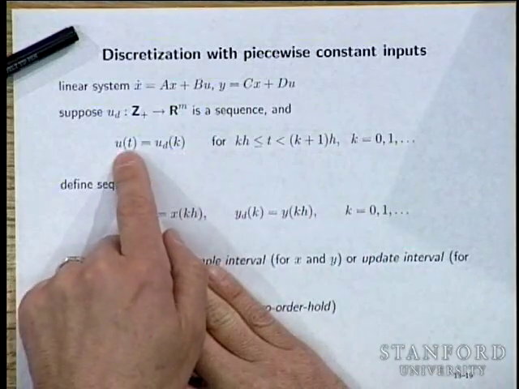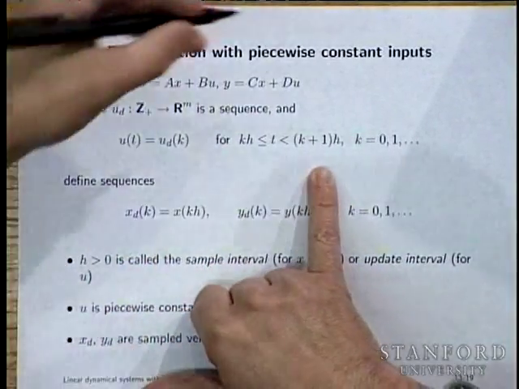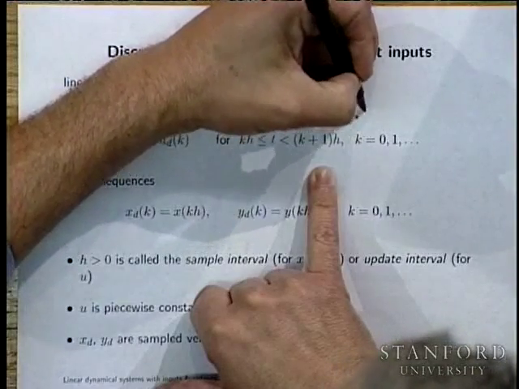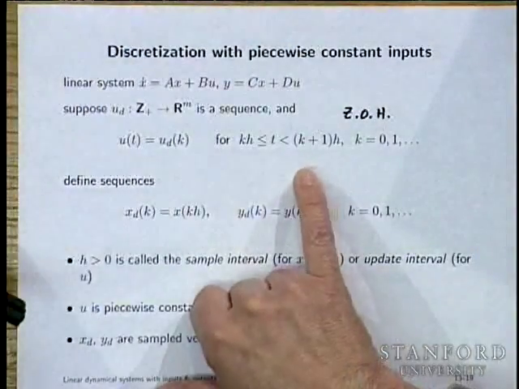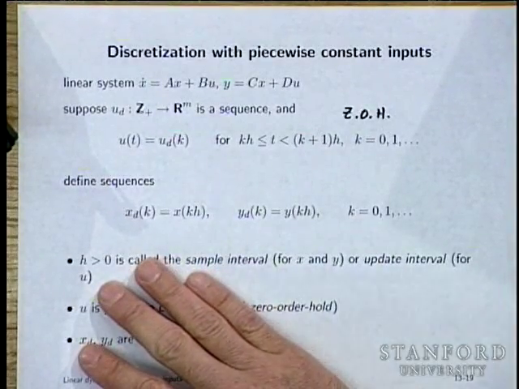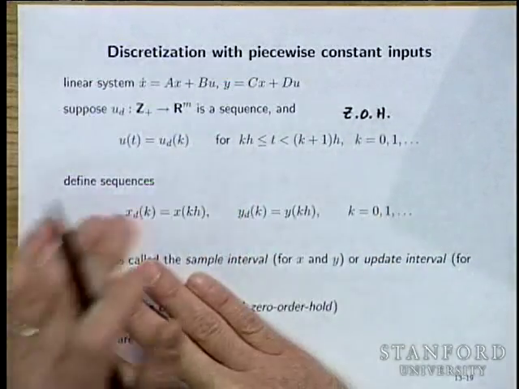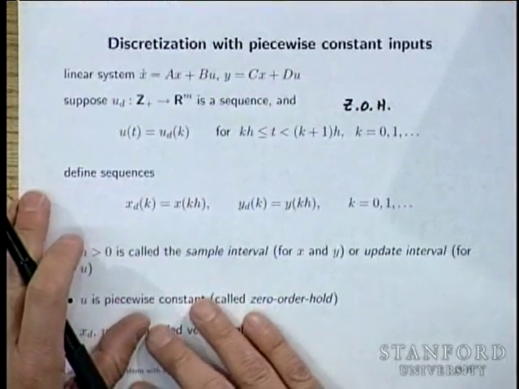By the way, there are all sorts of names for this. This is sometimes called zero order hold, is one name you'll hear for it. It just means the input is piecewise constant. There's probably some other names. I'm just not thinking of them at the moment, but that's basically what it is.